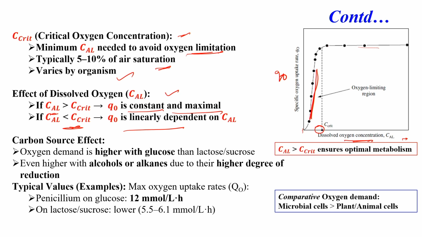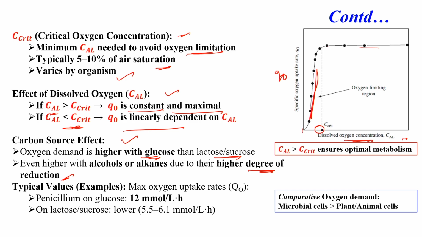Further, as I discussed in the last slide, there is the effect of carbon source. For example, oxygen demand is higher with glucose than lactose and sucrose. This depends on the degree of reduction, as I have discussed earlier. So, depending on the degree of reduction, there is a requirement of oxygen.